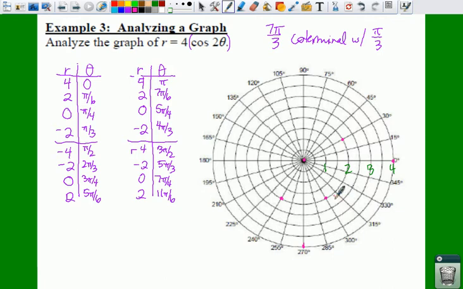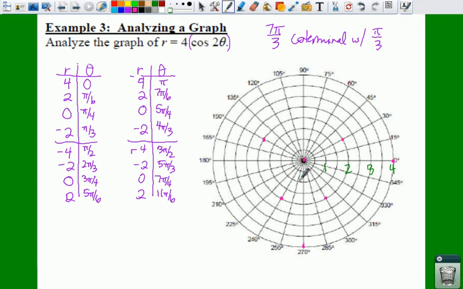I can't even see what I'm doing here. Pi over 2, we did that one. 2 pi over 3. Oh sorry, I did this in the wrong order. So here's what that would be. And then at 3 pi over 4, we'd have 0. At 5 pi over 6, we're going to do a 2. So half, 1, 1.5, 2.